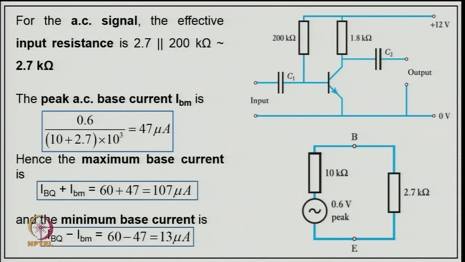microampere, and hence the maximum base current will be IBQ plus IBM. So, that is 60, that is the bias, plus this AC, say 47, that is 107 microampere, and the minimum base current will be IBQ minus IBM, that is 60 minus 47, that is 13 microampere. So, the base current will be varying from 13 microampere to 107 microampere in this circuit.